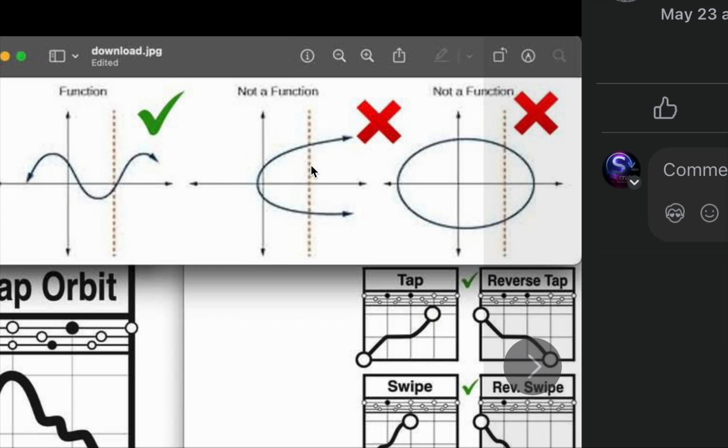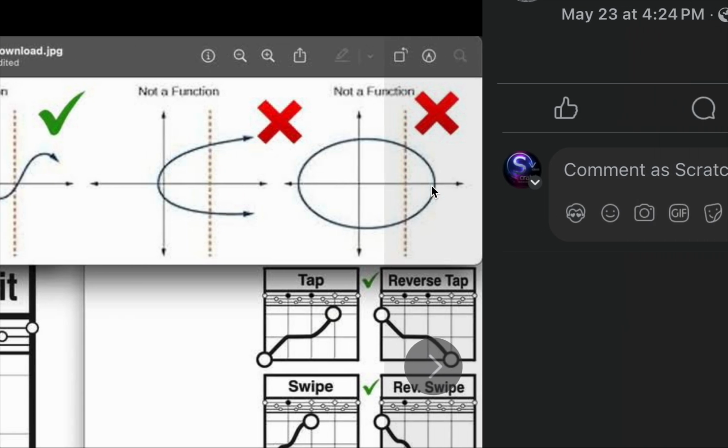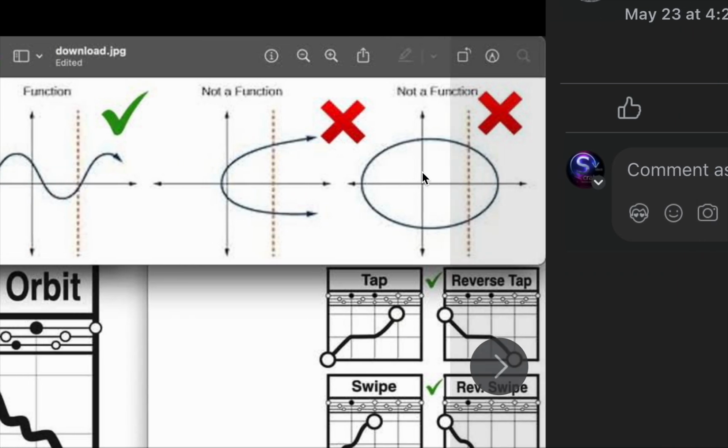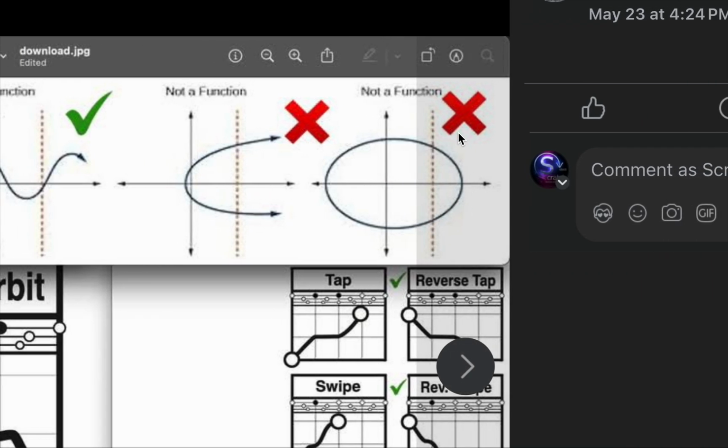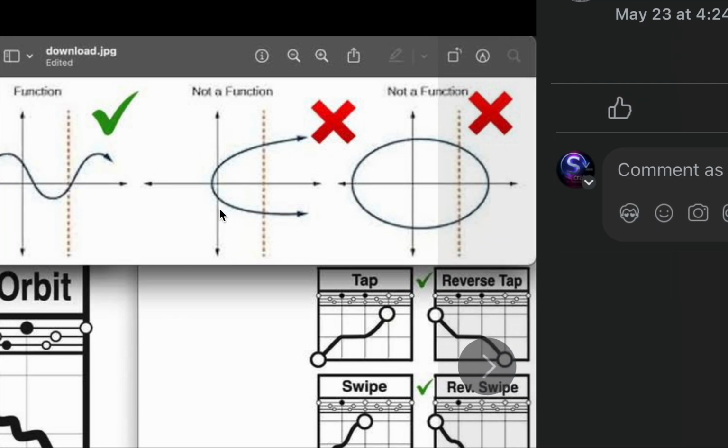But that's not what this is showing. This is showing that this event happens twice at the same time, right? Same with this one. This shows that the event happens. This circle right here shows that the event is happening right here and right here. So that's not a function. It's a cool design, but it's not a mathematic function.